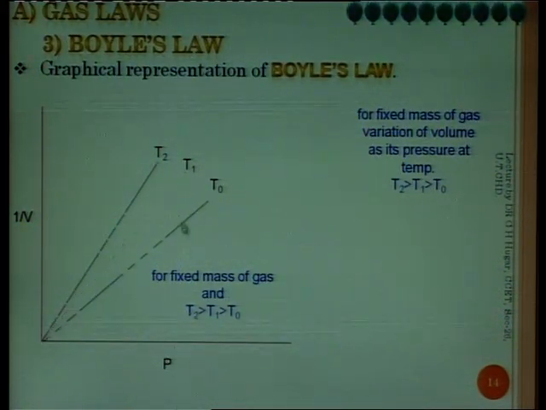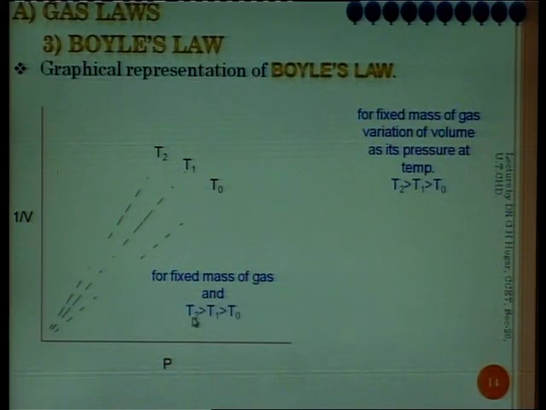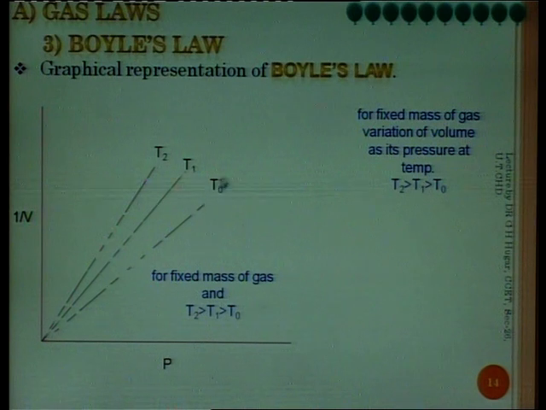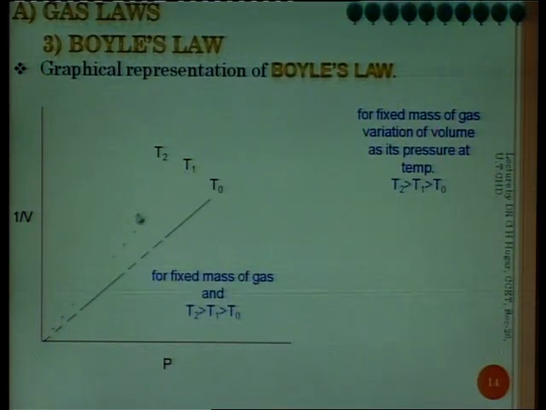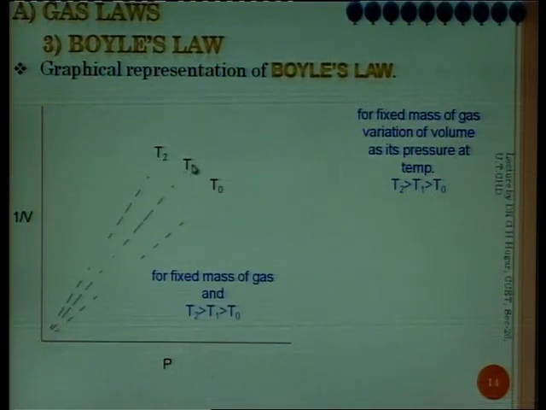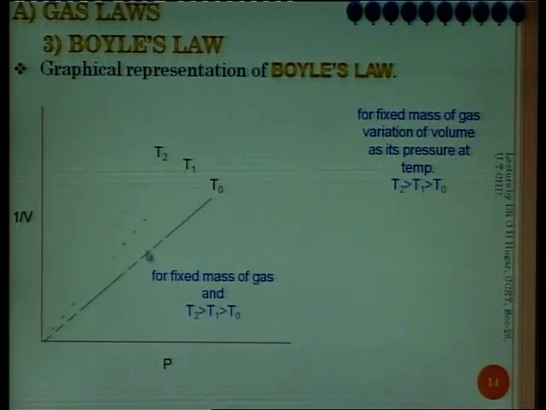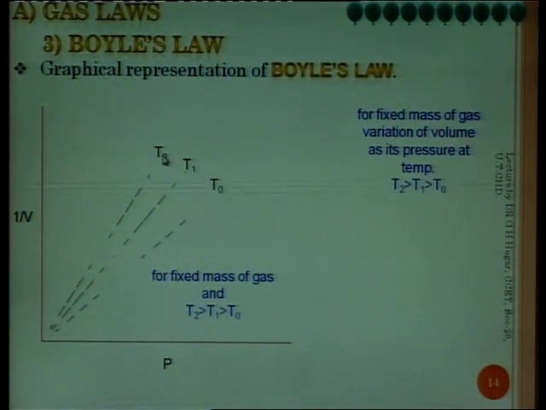I have taken 3 different graphs here to show that these are at different temperatures, but one experiment is at constant temperature. This line indicates the experiment conducted at constant temperature, that is T naught. Throughout the experiment, T1 is the constant temperature for the next line. This graph shows that as the temperature increases, the slope of the graph also increases. See T naught, T1, T2, T2 is highest. So, these are different temperatures, but for a particular experiment the temperature is constant.